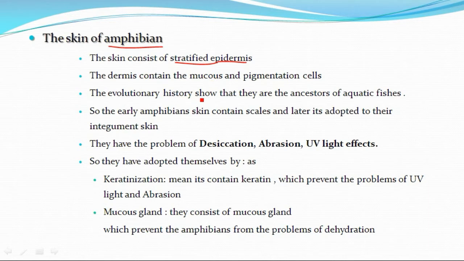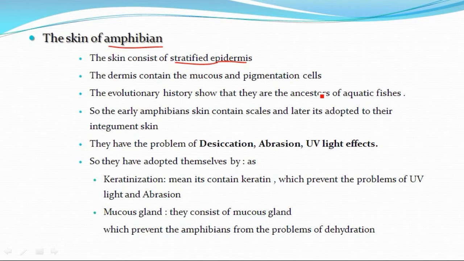The evolutionary history shows that amphibians are descended from ancestors that were aquatic fishes, meaning possibly fishes which lived in the water. They were modified, and evolution occurred on earth, and they transferred from the water to the terrestrial, non-water environment. So this is the evolutionary history between amphibians and fishes, and it means they originated in aquatic life.